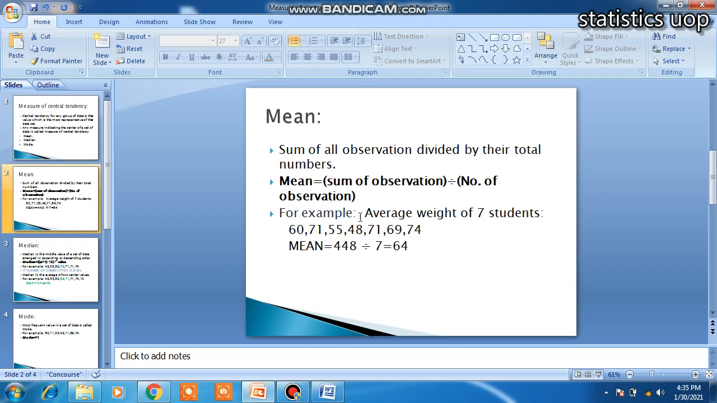Like for example, if you want to find the average weight of 7 students, then first we add this data. The sum of all of these observations is 448, and then we divide it by the number of students, that is 7. So we get 64. What does it mean? It means that this 64 indicates the center of that data, or it is the representative weight of these 7 students.